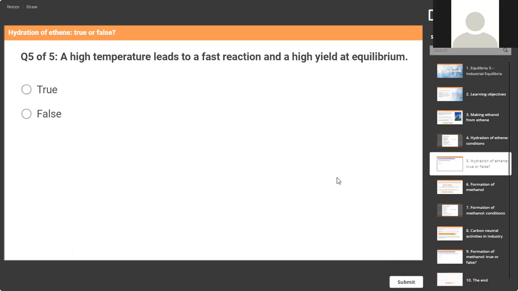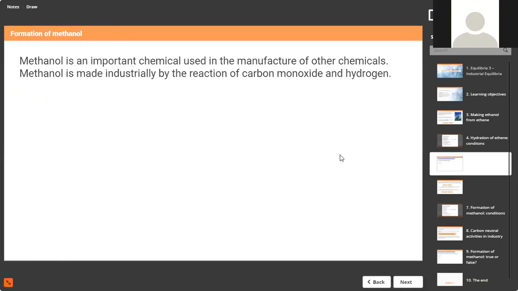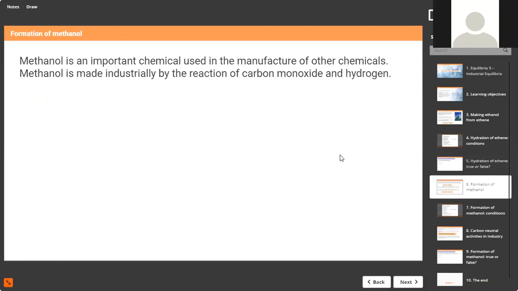And a high temperature leads to a fast reaction and a high yield at equilibrium. So we would say true, because it doesn't have the highest yield, but it has a very fast reaction, so that's a lot better. There we go. Right, so what we're going to do now is look at methanol.